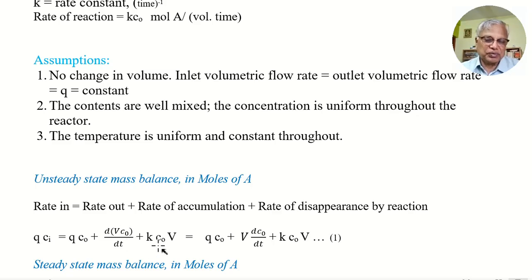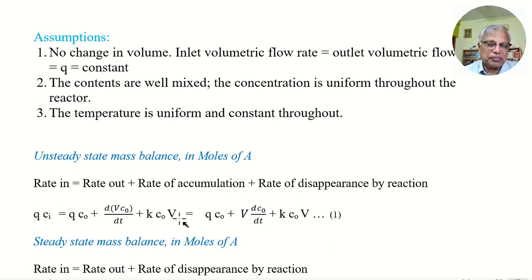Plus, this is a first order reaction, so the rate of disappearance is K C naught, that is moles of A per volume per time. Here we are writing the mass balance over the entire volume of the reactor, so the rate of disappearance of A over the reactor volume is K C naught into V. And this V is constant, so we take V out of the differential sign and write this. So this is equation number 1, the unsteady state mass balance.